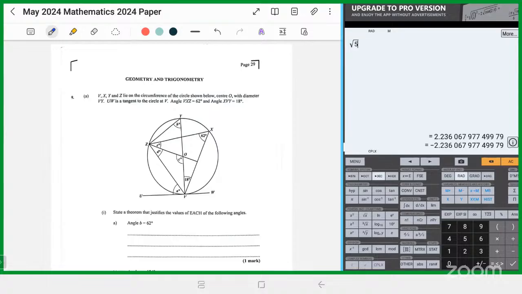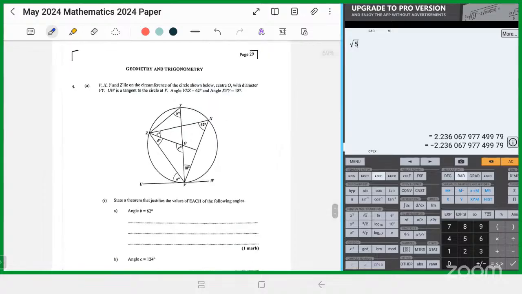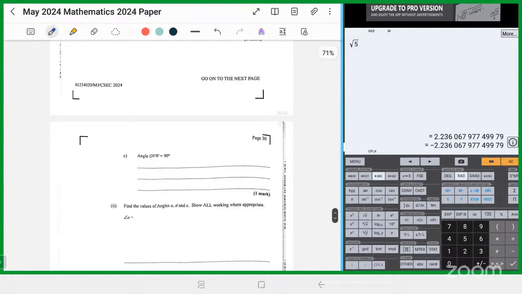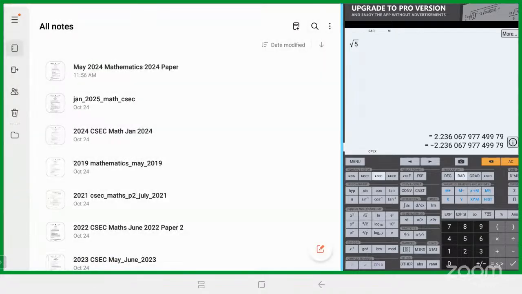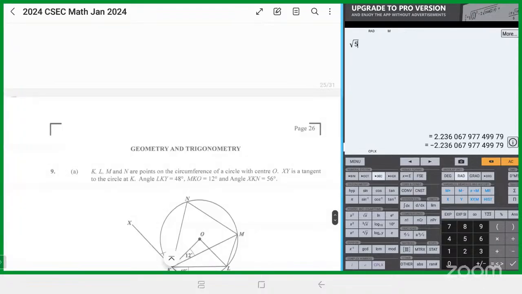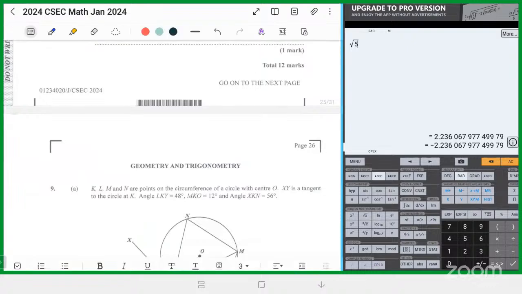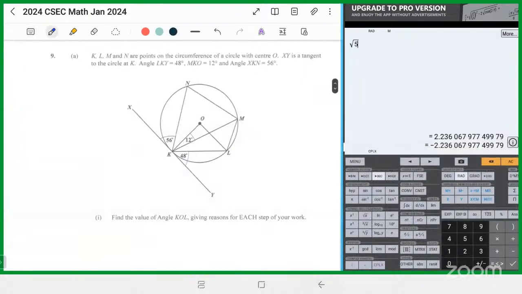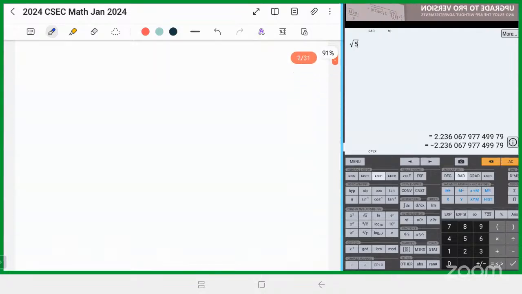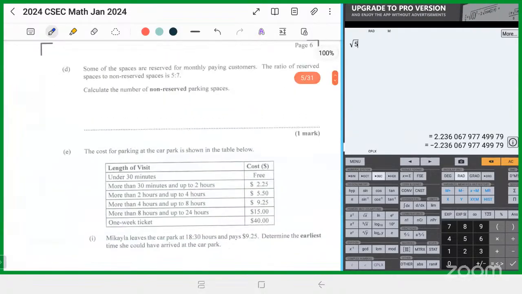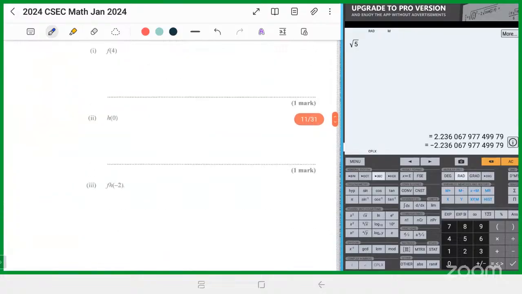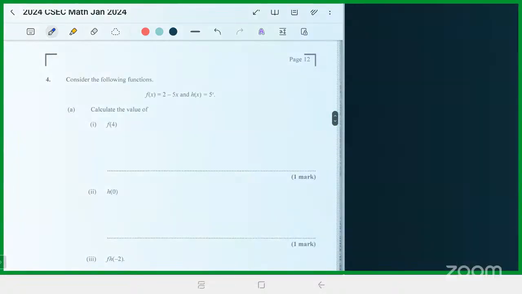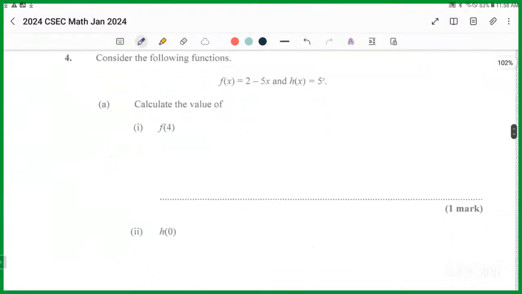Alright, let's do the next paper, questions 4 and 8 on the January 2024 paper. Let's see if we can finish all of them. I think there are only 2 questions on this one that we have to do. Let's go down to number 4. Here you go. Number 4 is a functions question. Quick and fast, guys, because we're supposed to master this now.